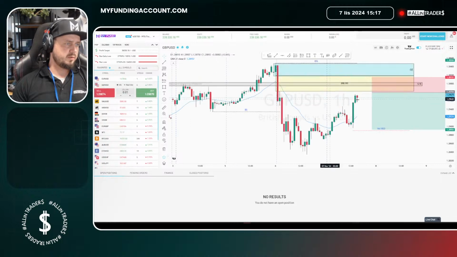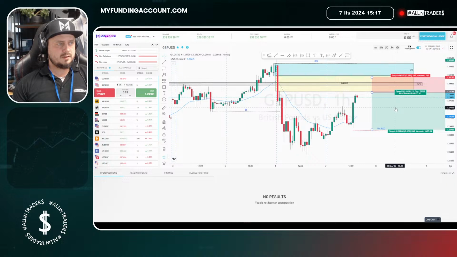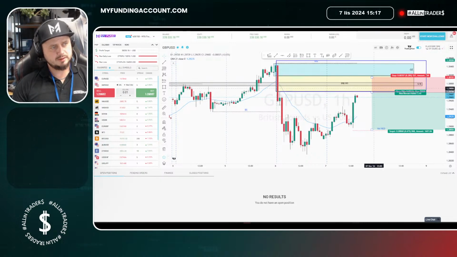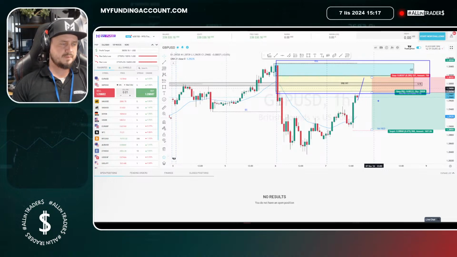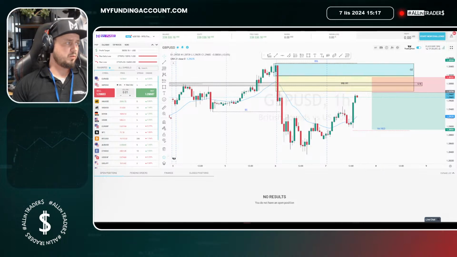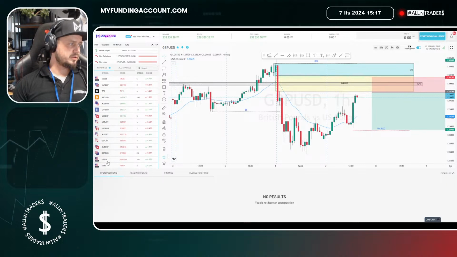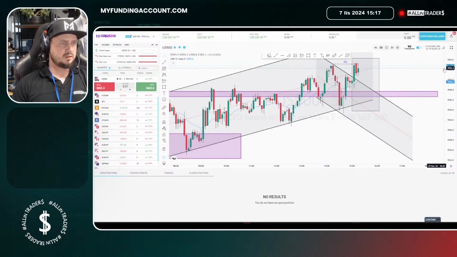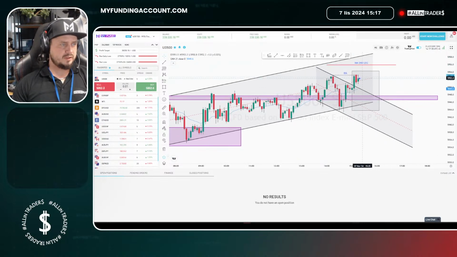Probably not. GBP USD. This might be nice. This situation here, what I told you about. But it's a bit slow now. Maybe the New York session is going to move the market a little bit, hopefully. What else? US 500. US 500, same.